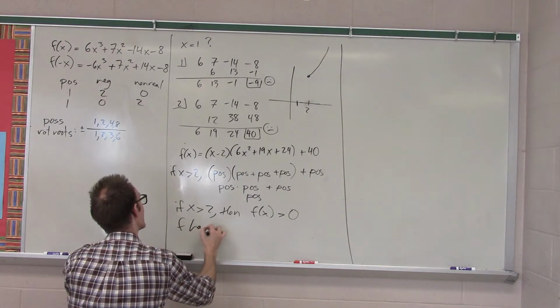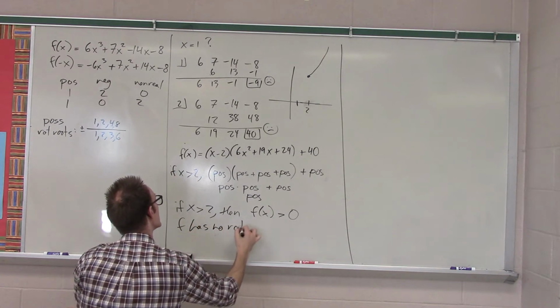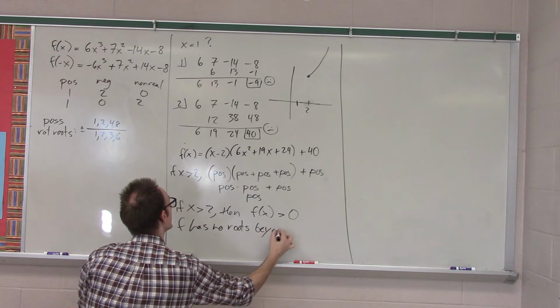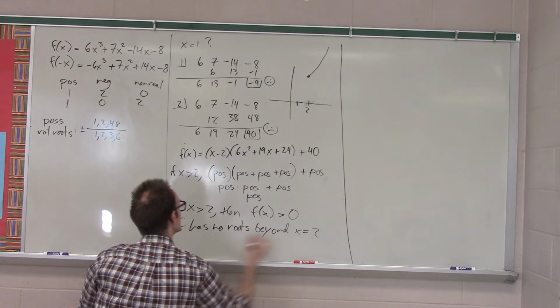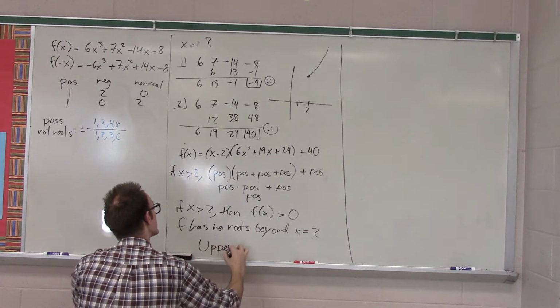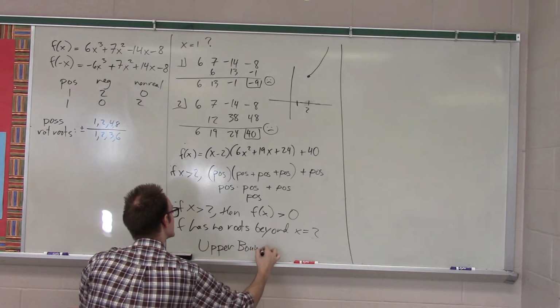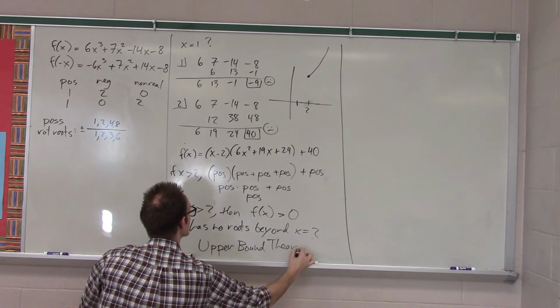So f has no roots beyond x equals 2. This is known as the upper bound theorem. Okay, and I ran out of space to say any more, so I'll just say it in words.